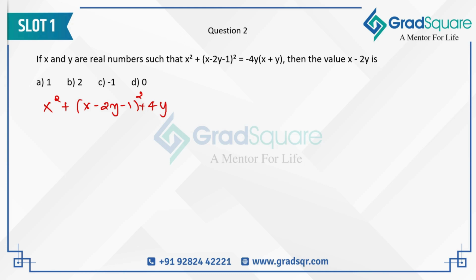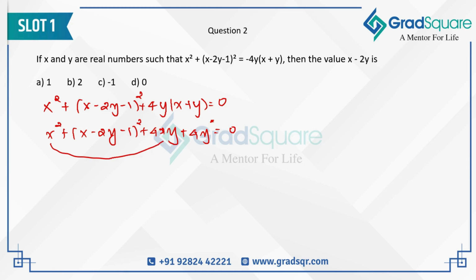plus 4y(x + y) will be equal to 0. So I'm going to multiply this 4y: (x − 2y − 1)² plus 4xy plus 4y² is equal to 0. And combining these two parts, I can write this as (x + 2y)² plus (x − 2y − 1)².